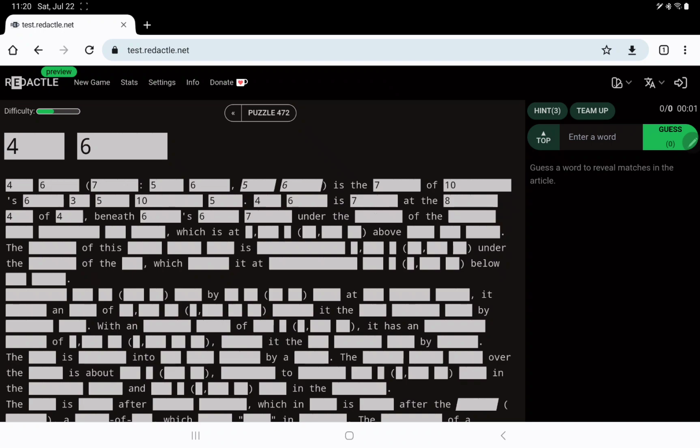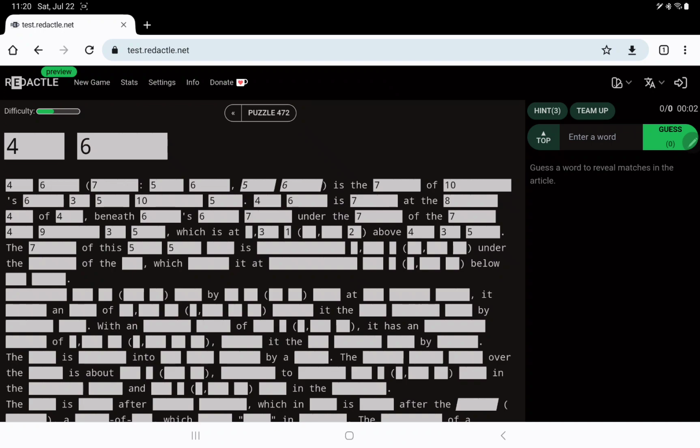6 is 6, 7 under the 7 of the 7, 4, 9, 3, 5, which is at so many thousand meters or feet above. Is that something sea level? I would just say above sea level. I'm not sure what word would go in there.